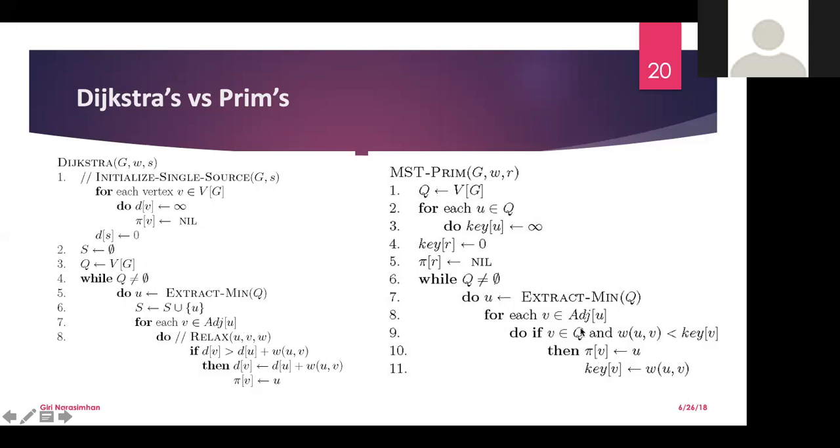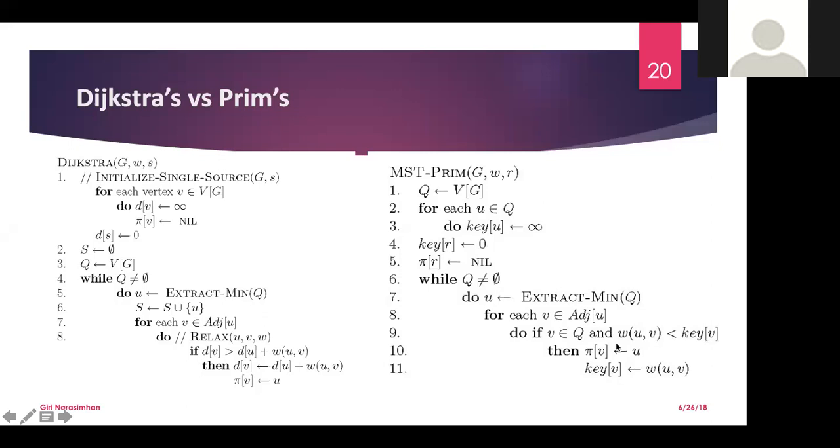But the time complexity is the same. The general structure of the algorithm is the same. The only thing that's different is what happens here. Here you check if dv is bigger than du plus weight of uv. Here you check if weight of uv is less than key of v.